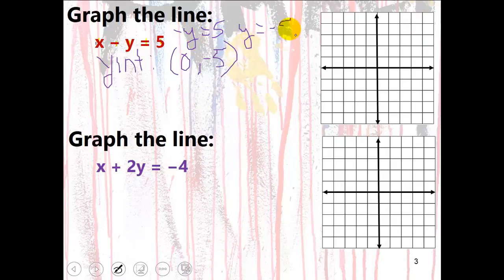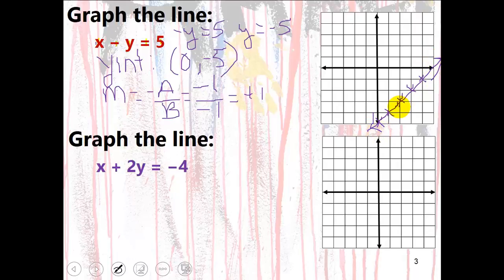Then my slope, I'm going to use the opposite of coefficient a over b, and that gives me -1 over -1, which is +1. Now I'm going to graph my y-intercept here, and I'm going to use my slope to get points on the line. The reason I'm using x's instead of dots is that it is somewhat easier for me to do that. And that is the graph right there.